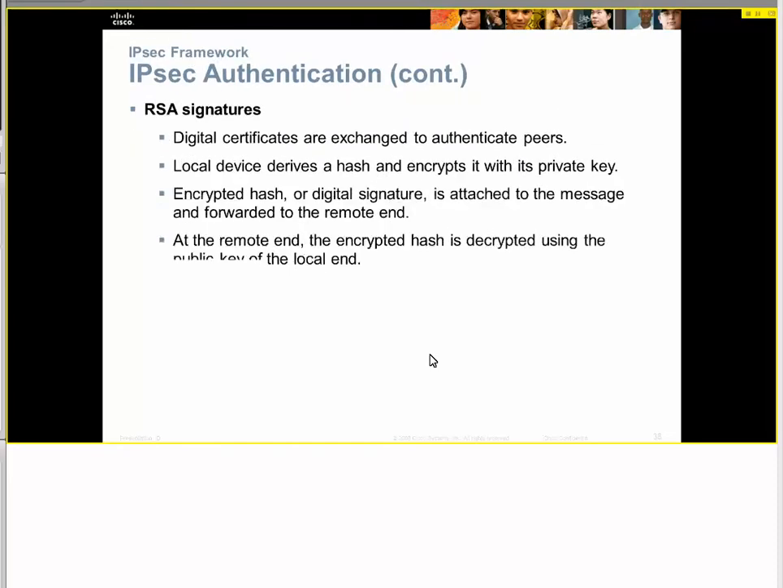The other way is with an RSA signature. Now, this is what, again, is happening on the internet. An RSA signature is effectively a certificate granted by a certificate authority. Now, you can be your own certificate authority, by the way. You don't have to go with a third party like VeriSign, because they'll charge you money for a certificate. So, digital certificates are used to exchange and authenticate your peers.